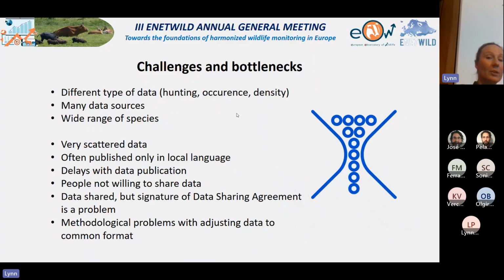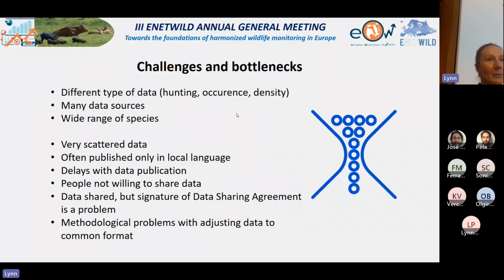Also, people are sometimes not willing to share their data. For example, we managed to find the publication, we know the source, we have a map in the publication, and then you go to the corresponding author and they say, no, I'm not going to share my data. It's fine, maybe, but it's not fine for us.